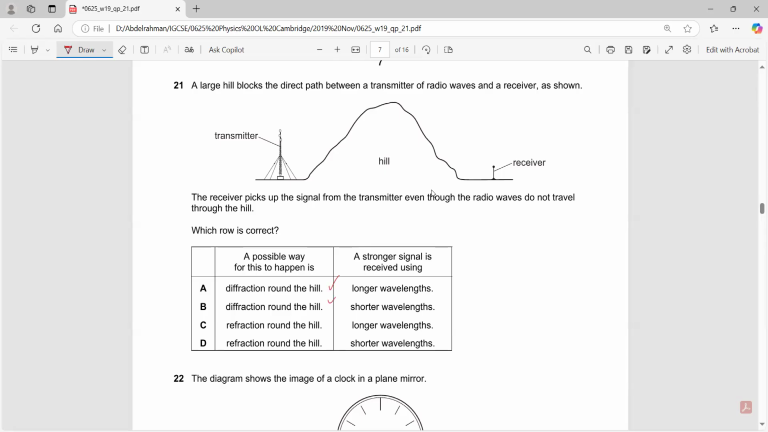They need to diffract. When they diffract, how can I increase the diffraction? You need to think about it this way. How can you increase the diffraction? By using a longer wavelength.